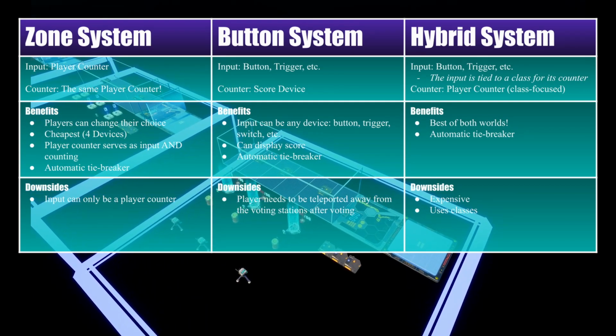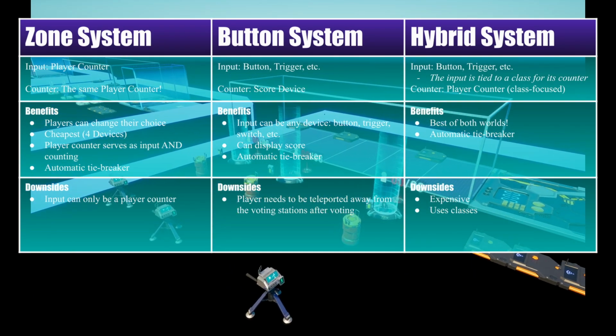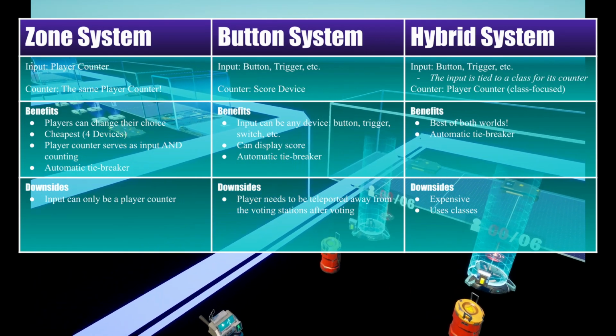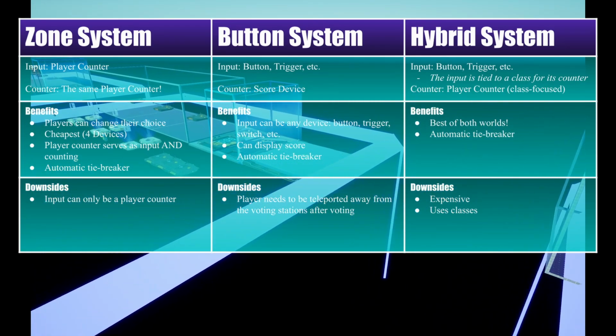One thing to note is the zone system lets players change their choice. Button system does not, but the hybrid system does let players change their choice.